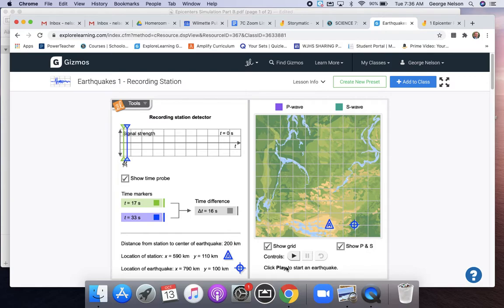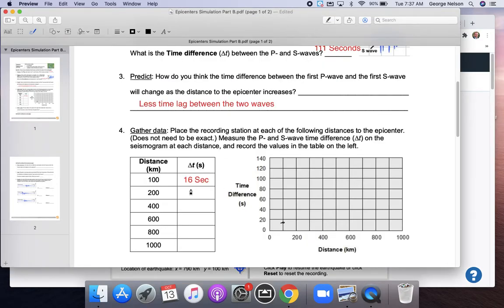Boom, it says 200 there. I'm going to click play again. Earthquake happens. Oh, interesting. So I'm going to slide it. The first slight vibration was here. That was our P wave. And then the next major jolt was right here. So we had 27 seconds. Interesting. We're just looking for the time lag. We're only putting the time lag.